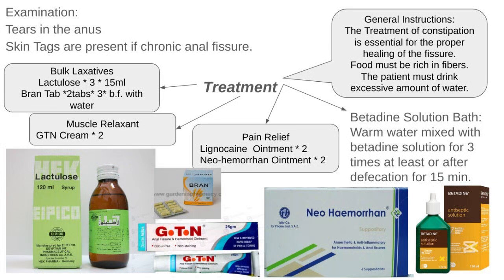Most acute anal fissures heal with conservative treatment, but if symptoms persist for more than 6 to 8 weeks, the fissure may have become chronic and require surgical intervention.